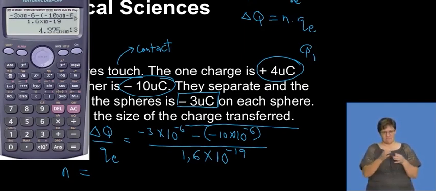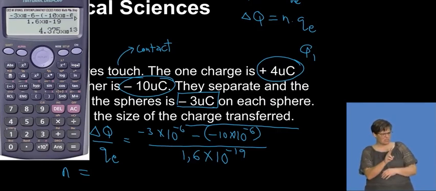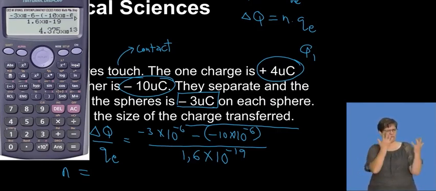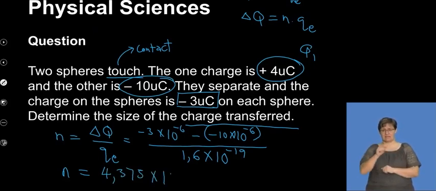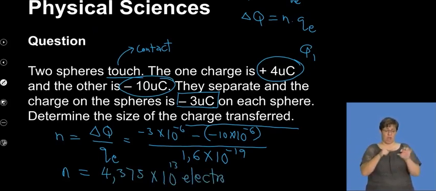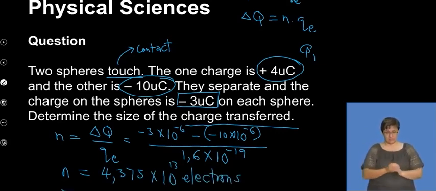Now that value looks very familiar because it's the same number of electrons that we calculated earlier in terms of the number of electrons that were gained by Q1. So it's 4.375 times 10 exponent 13 electrons that were lost by Q2. So this is the change of the size of the charge that was transferred between the two.